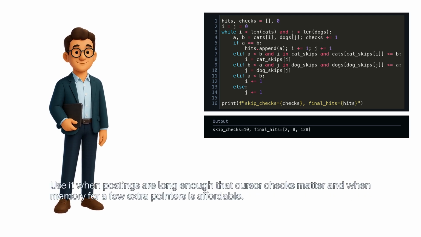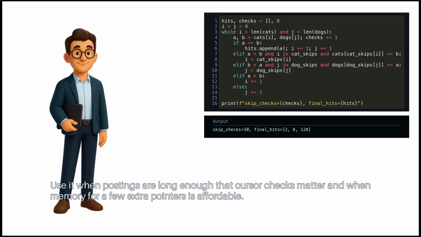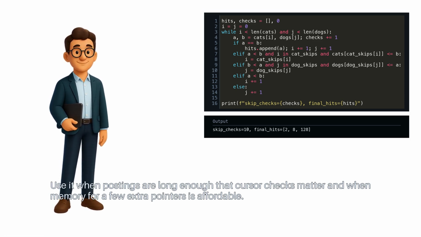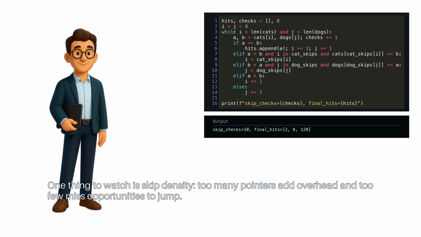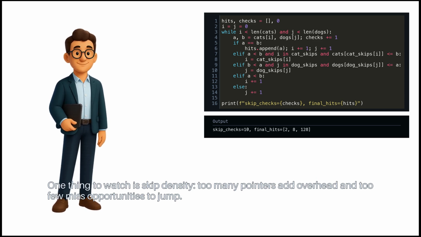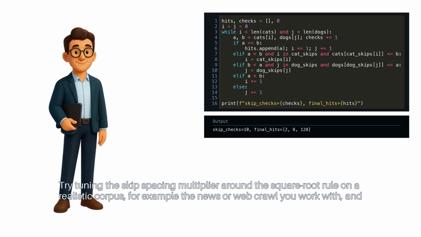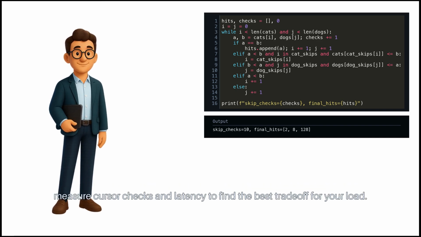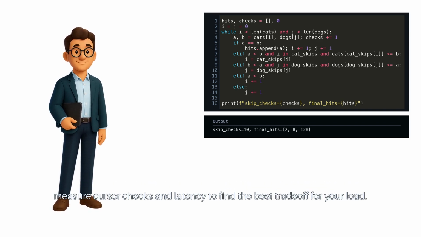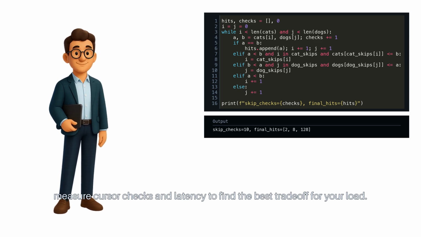Use it when postings are long enough that cursor checks matter, and when memory for a few extra pointers is affordable. One thing to watch is skip density. Too many pointers add overhead, and too few miss opportunities to jump. Try tuning the skip spacing multiplier around the square root rule on a realistic corpus, for example the news or web crawl you work with, and measure cursor checks and latency to find the best trade-off for your load.